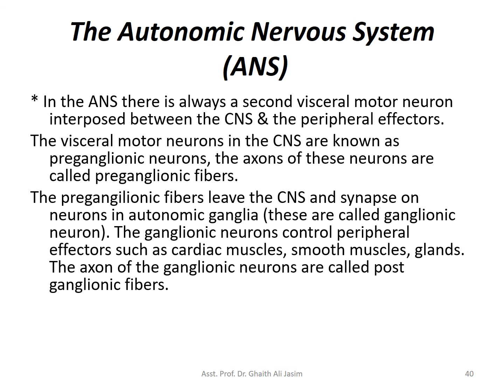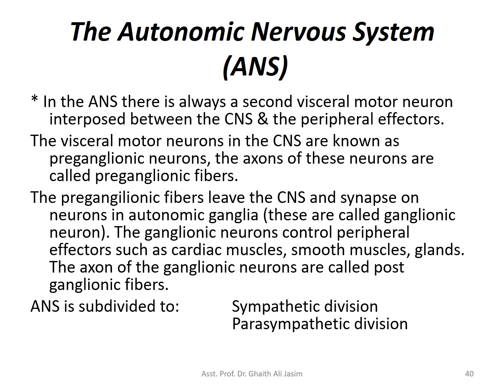The preganglionic fibers leave the central nervous system and synapse on a neuron in the autonomic ganglia. These are called ganglionic neurons. The ganglionic neurons control the peripheral effector, such as the cardiac muscles, smooth muscles, and glands. The axons of the ganglionic neurons are called postganglionic fibers. The autonomic nervous system is subdivided, as we mentioned in our first lecture, into the sympathetic division and the parasympathetic division.